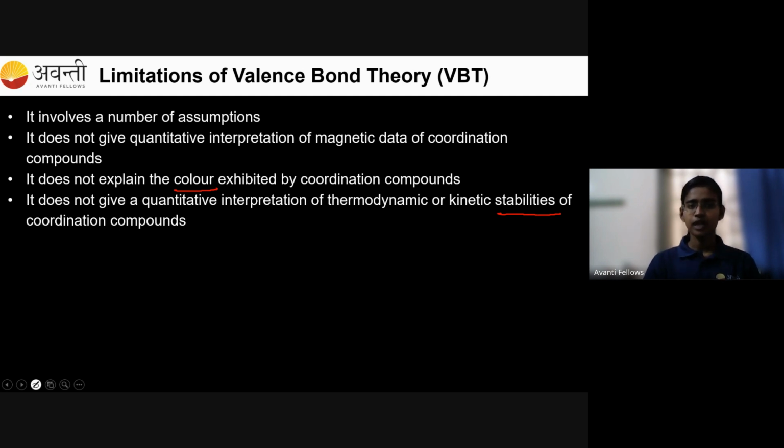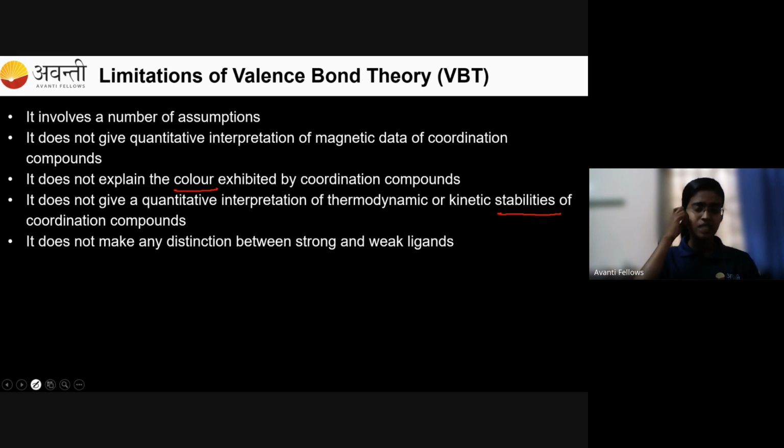And the fourth point, as I have told you, there is no explanation about the stability of the complex. How long the complexes are stable, that type of information is not given by valence bond theory. And fifth, it does not make any distinction between strong field ligand and weak field ligand.